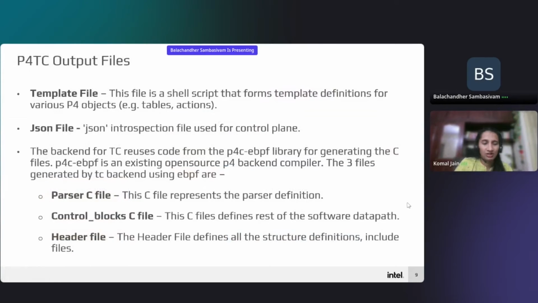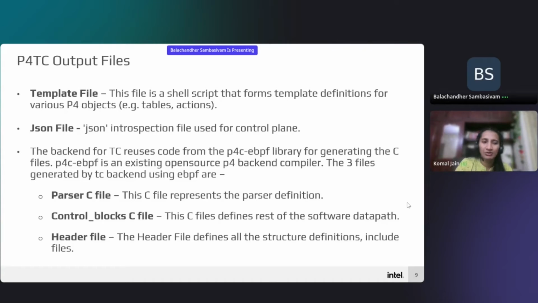So what are these files? The template file is a shell script that forms the template definition for the various P4 objects like table, actions. The JSON file is an introspection file which is used by the control plane for the runtime programming. And then come the C and the header files.